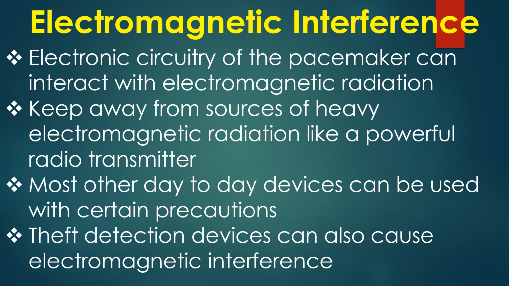Electronic circuitry of the pacemaker can interact with electromagnetic radiation. Keep away from sources of heavy electromagnetic radiation like a powerful radio transmitter. Most other day-to-day devices can be used with certain precautions. Theft detection devices can also cause electromagnetic interference.